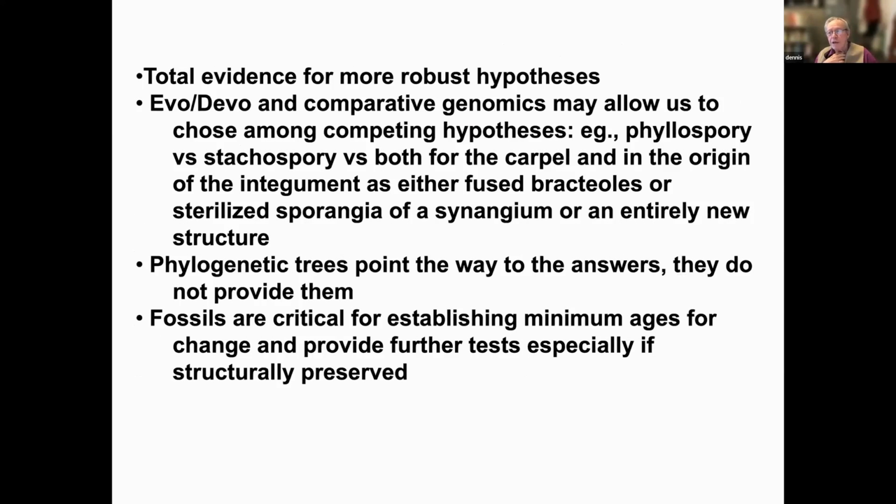So this gives us the idea that we need more robust hypotheses. We need that by gathering different kinds of data. My idea here is that in the anatomical world, we need more information from Evo-Devo and comparative genomics. That will allow us to choose from amongst competing hypotheses we might have. So the phylogenetic trees will point us to the way to getting the answers, but they don't provide them. The other thing I'd say, as I mentioned at the beginning, is that it's really useful sometimes to have the fossils to give you an idea for the minimum ages of structures, which may give you some concept of how genes have changed through time, assuming that's what was going on in the fossil.